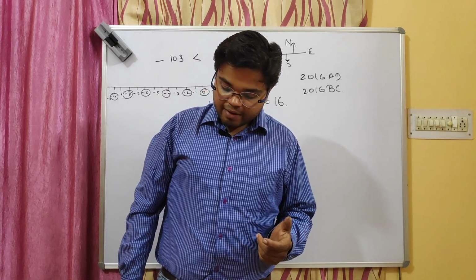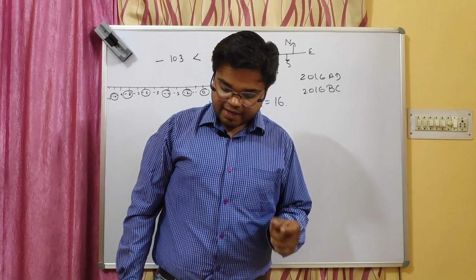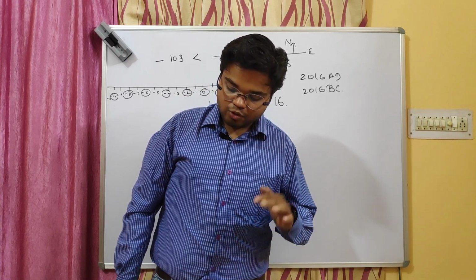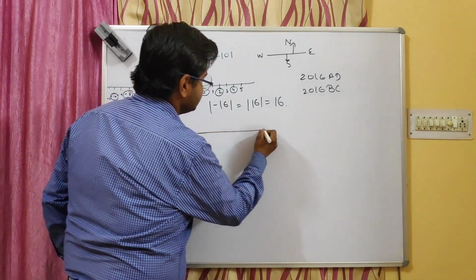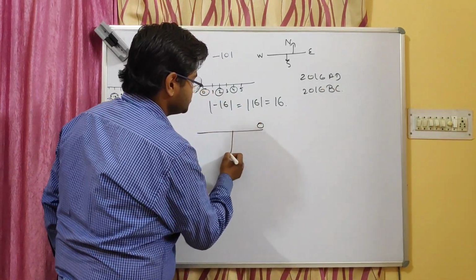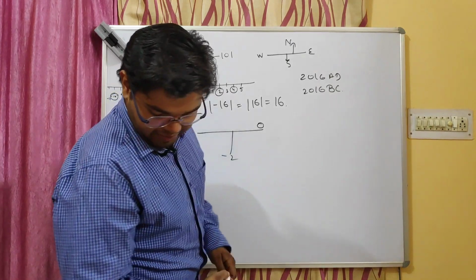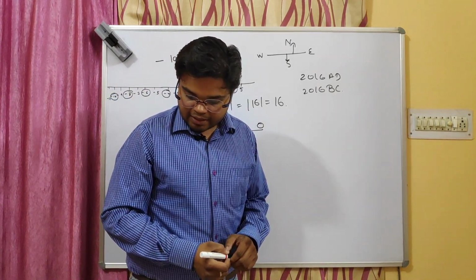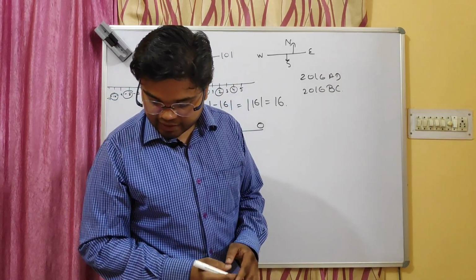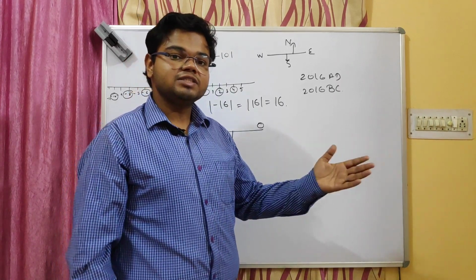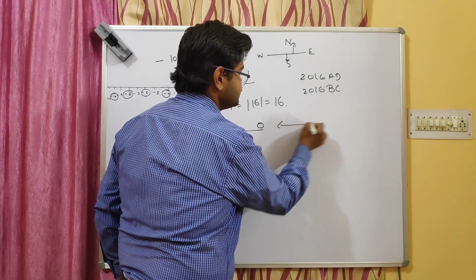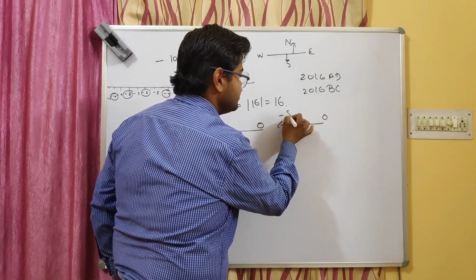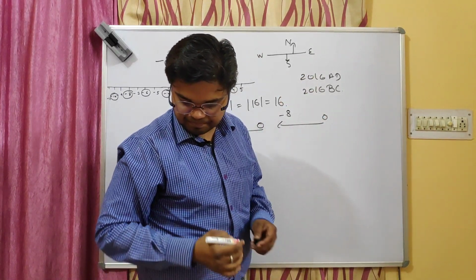Write an integer to name the number in the given sentences. The elevator is 2 floors below the street level. 2 floors below. So if the street level is 0, then 2 floors below will be minus 2. Question number 3, part 3. Moving 8 steps backwards. So its integer value will be 8 steps backwards. If we move from 0, then it will be minus 8.